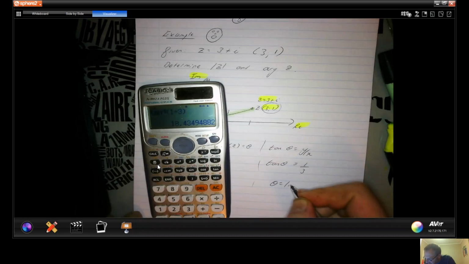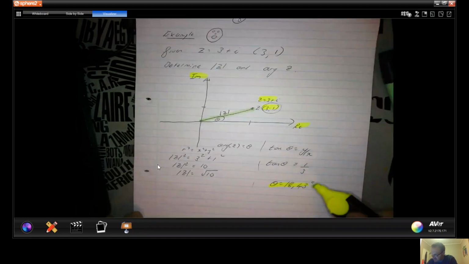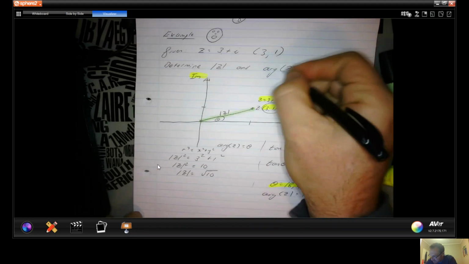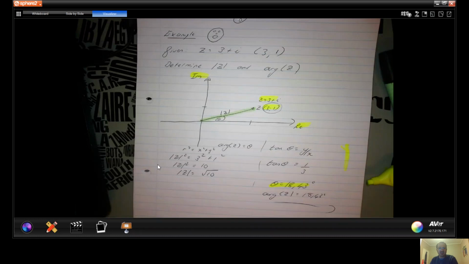theta is equal to 18.43. That's an angle, so don't forget your degree sign. So theta is equal to 18.43 degrees. So in other words, if you illustrate theta there, you get that. If you want, you can write argument of z is equal to 18.43 degrees.